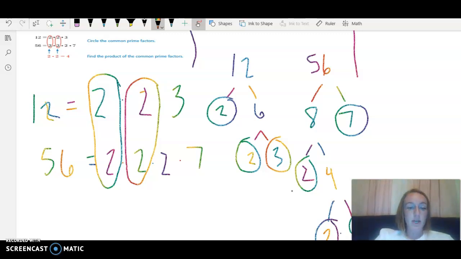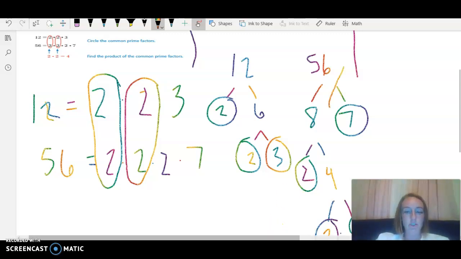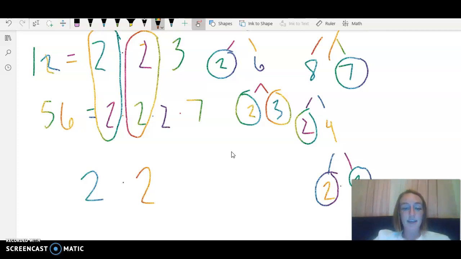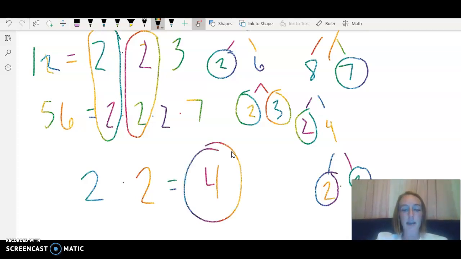What we do here is we're going to multiply 2 by 2 since there's two sets, and we're going to get 4. So for these two numbers, 12 and 56, the greatest common factor is going to be 4.